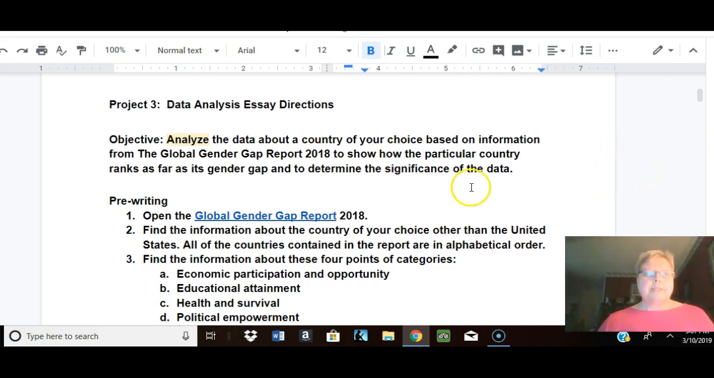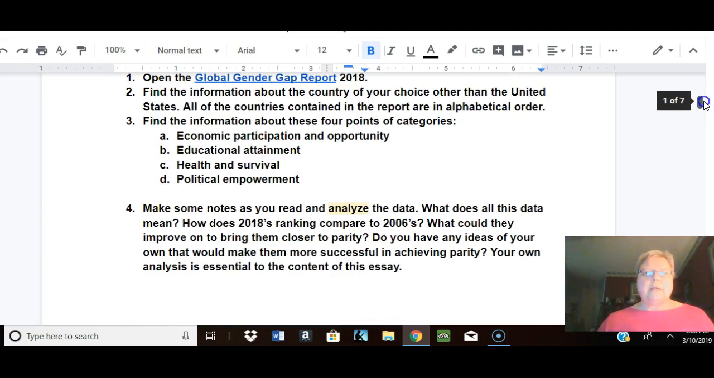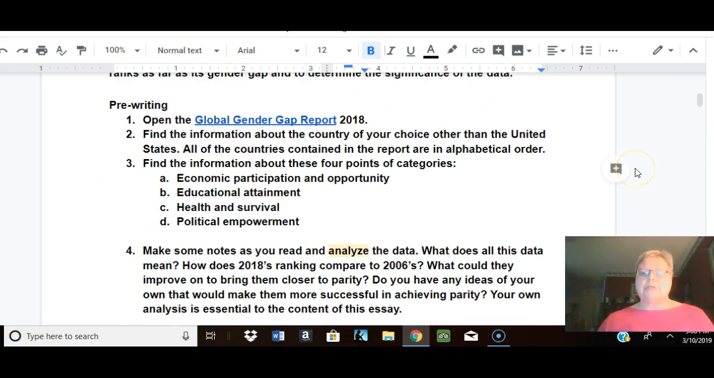Okay, so here's the objective. Analyze the data about a country of your choice, other than the United States, based on information from the Global Gender Gap Report 2018 to show how the particular country ranks as far as its gender gap and to determine the significance of the data. Now, the gender gap, we got introduced to that when we took a look at the introduction to Lean In at the very beginning of the course.